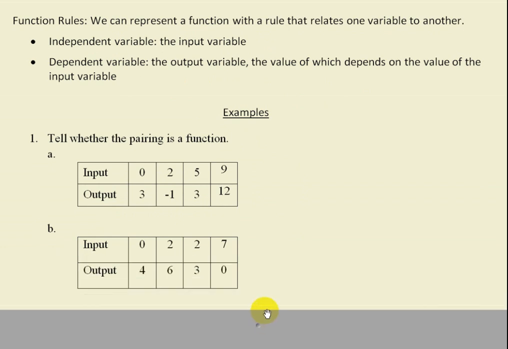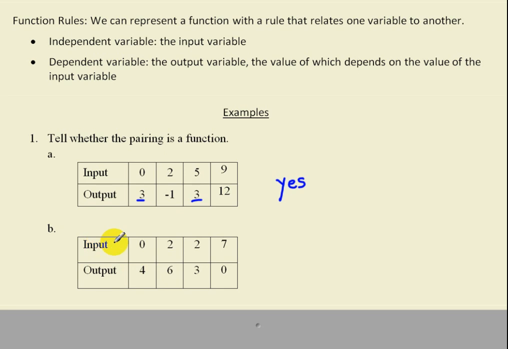So in our first examples we want to look at simply, is this pairing a function? And so what we're looking for is there any case of one input giving us two different outputs? So here 0 gives us 3, an input of 2 gives us an output of -1, 5 leads to 3, 9 leads to 12. This is good. There is no case of one input giving two different outputs. Now it doesn't matter. Notice we have the same output showing up twice. That's okay. So yes, this is a function.